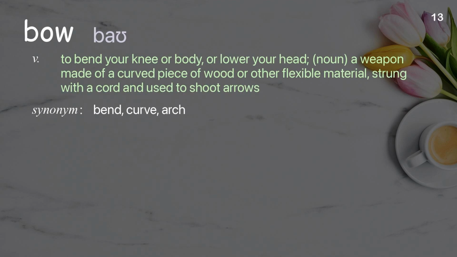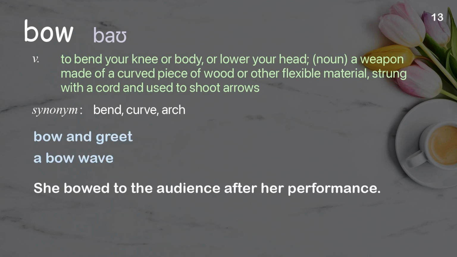Bow. To bend your knee or body, or lower your head. Noun: a weapon made of a curved piece of wood or other flexible material, strung with a cord and used to shoot arrows. Examples: Bow and greet. A bow wave. She bowed to the audience after her performance.